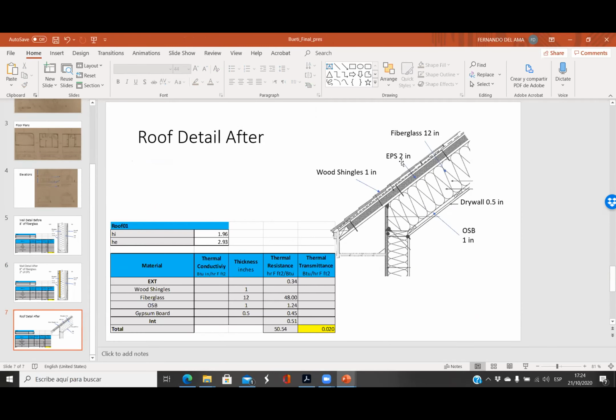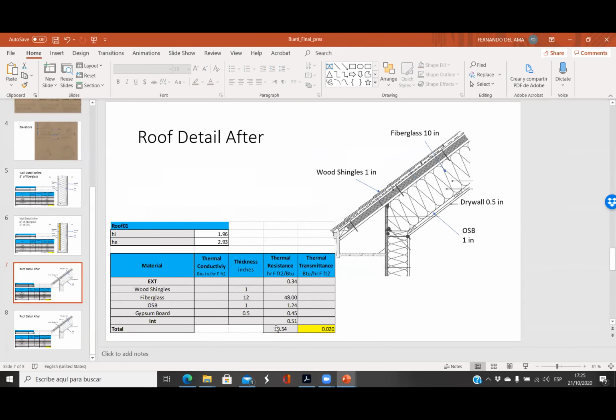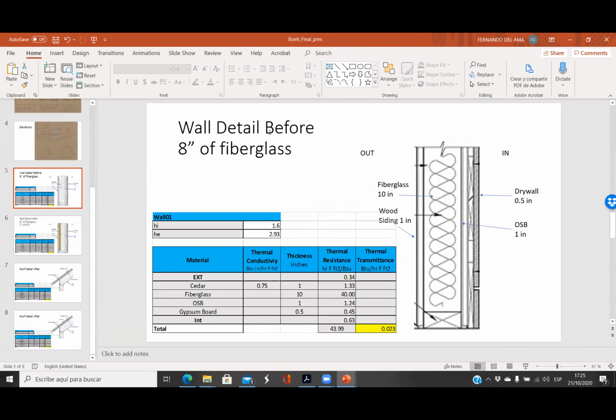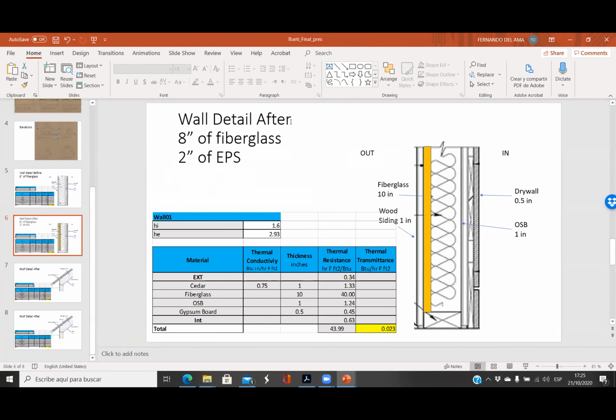You have 12 inches of fiberglass and only 2 inches of EPS. And before, you can get rid of this and you have only, let's say, 10 inches of fiberglass. Okay, because we need improvement. This is 50, so it meets the passive house requirements. But first, we need an option in which we don't meet the passive house requirements. So that's the difference between the before and the after.